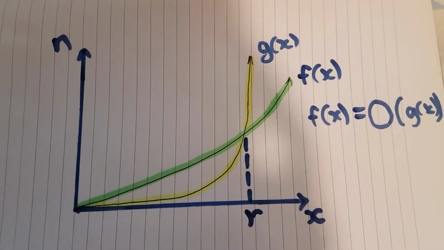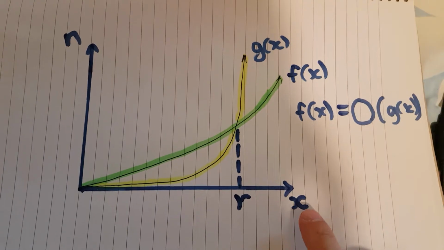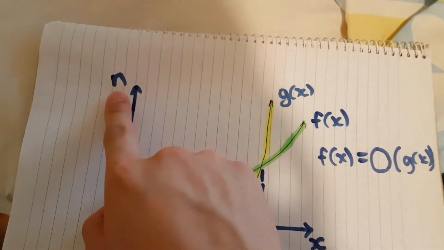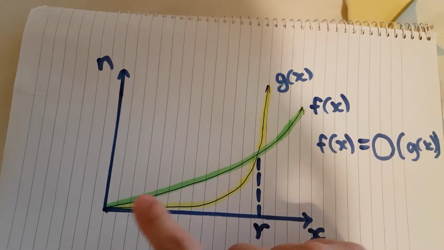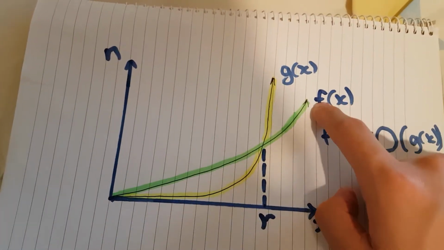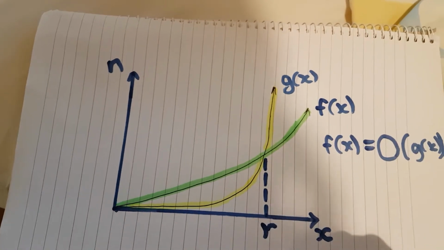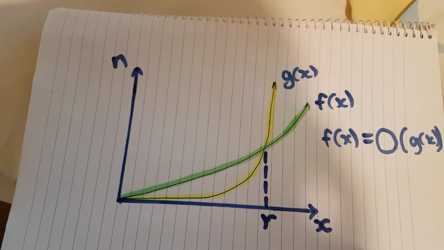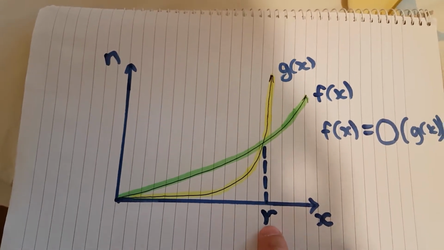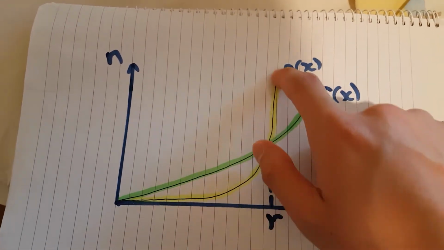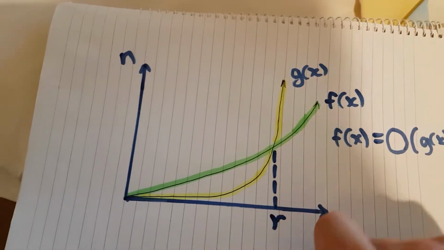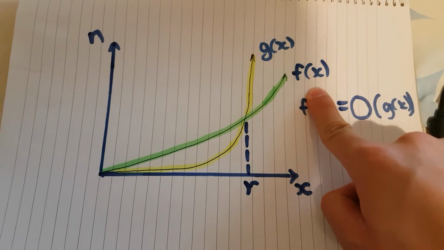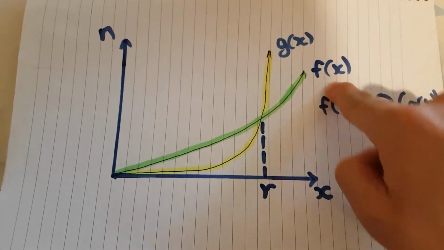So here is an example where I've plotted the input size x against the number of operations. And here we have two algorithms, g of x and f of x, where g of x is the upper bound for f of x. The reason is that for large inputs past r, we can see that g of x surpasses f of x for all values. So we can use g of x as an upper bound of f of x and guarantee that f of x will never be more inefficient or take longer than g of x.